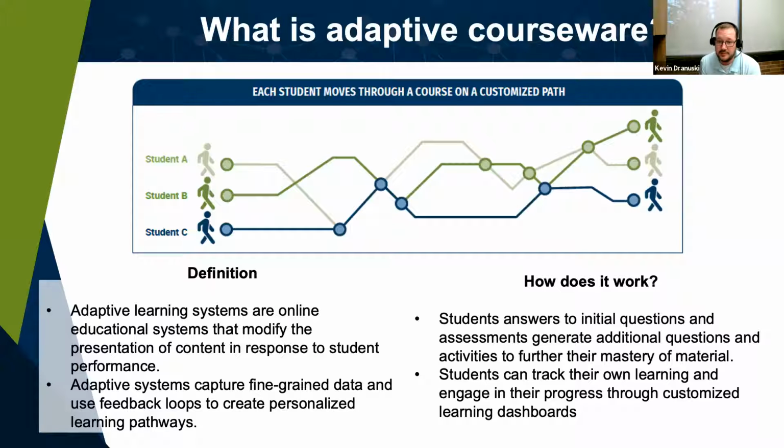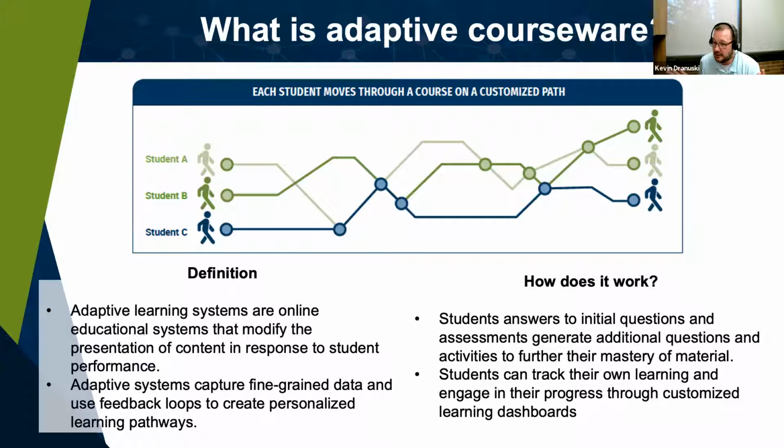You see that student B and C had background knowledge, and they were able to progress a little bit faster than student A. But you can see later in the semester is where they might have needed some additional support. And how this is done, the adaptive systems are capturing fine-grained data that uses feedback loops, and that's what helps inform the system to create that personalized learning pathway for each student.